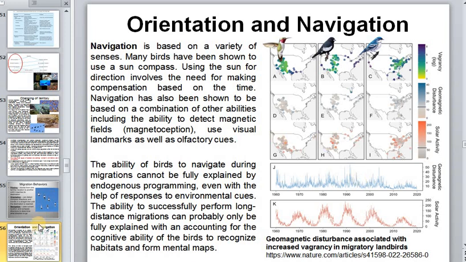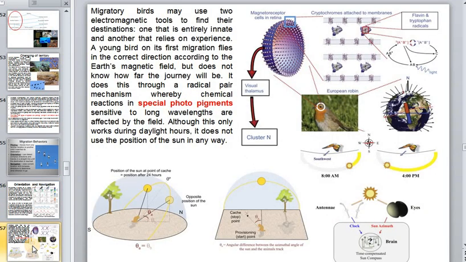So it is a very difficult question, using things visible and invisible for humans. For example, we can't see the magnetic field at all. Migratory birds may use two electromagnetic tools to find their destination, one that is entirely innate and another that relies on experience. Young birds on their first migration fly in the correct direction according to the geomagnetic field because they don't have any experience.